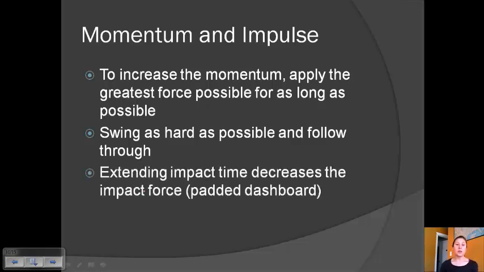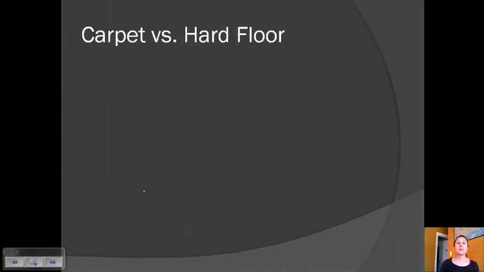Extending this impact time will decrease the impact force. And so this is why a lot of dashboards, and this is also the airbag reason too, but before airbags we had padded dashboards, because if you were in an accident and you hit that dashboard, now you're going to extend that impact time, and so it'll help lessen the force that you feel on your body.